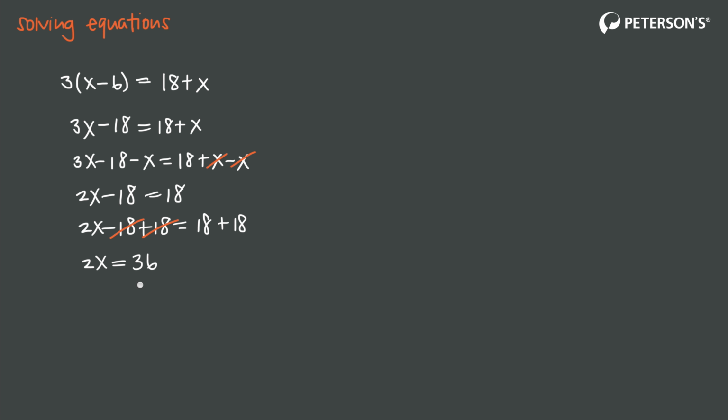Now we can divide both sides of the equation by 2 to get the x by itself. So if we divide by 2 and divide by 2, we'll get our 2's to cancel on the left. 2 divided by 2 is 1, so that'll go away. And we'll just be left with x is equal to 36 over 2, which is 18. And that's how we solve for the value of the variable. Let's do one more example.